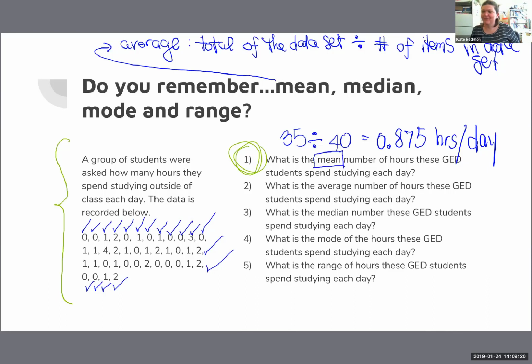Excellent. Now, number 2, I hope somebody laughs at this. Number 2 says, what is the average number of hours these GED students spend studying each day? What is average? How do you find the average? You add everything up and then divide it, what we just did. Total and divide. Guys, mean and average are synonymous.